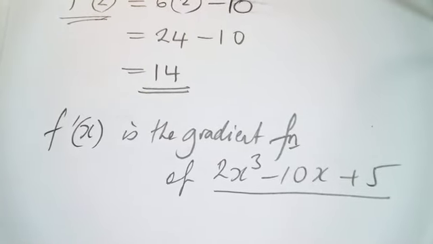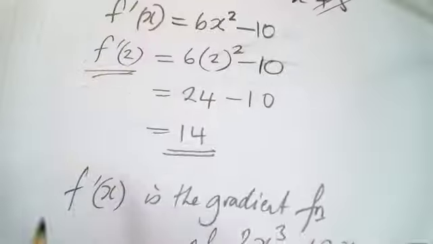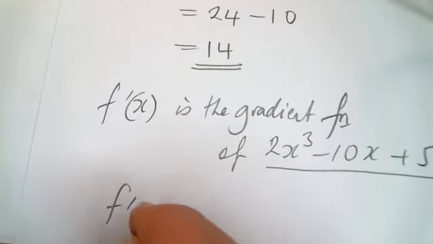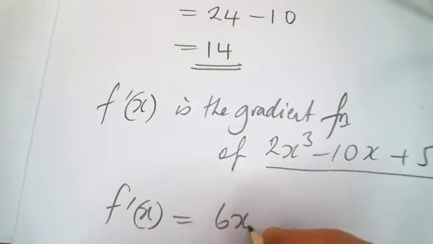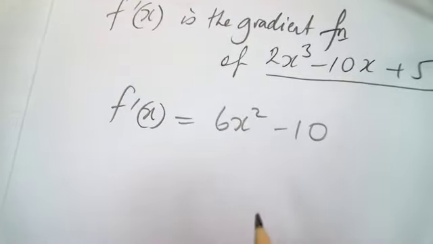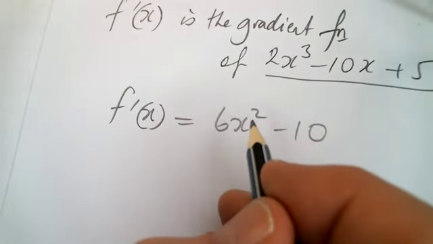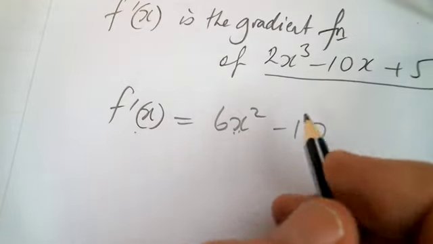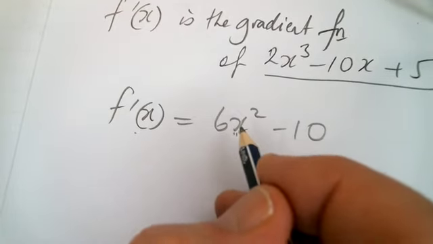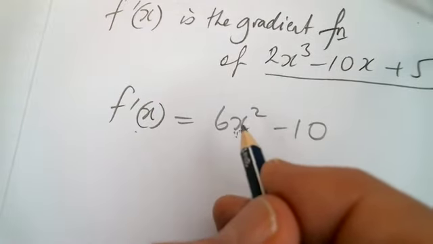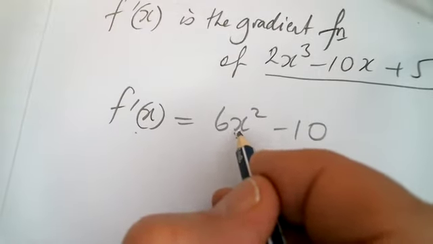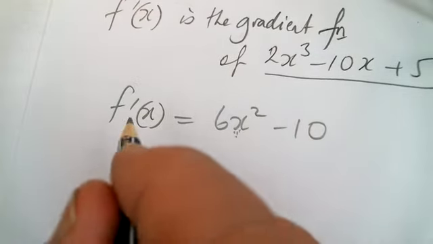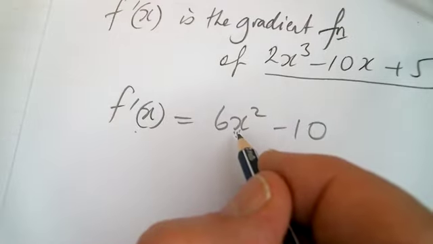Now, every time we find the gradient, remember we differentiated and said f prime of x was equal to 6x squared minus 10. Every time we put in an x value here, we find the gradient at that point. If I put in 1, I find the gradient when x is 1. If I put in -7, I find the gradient when x equals -7. If I put in -43, I find the gradient when x is -43.